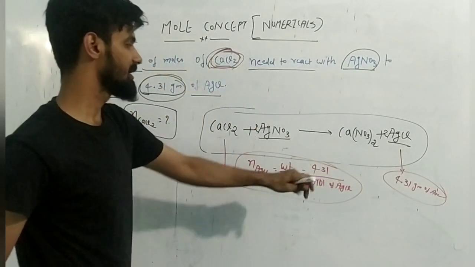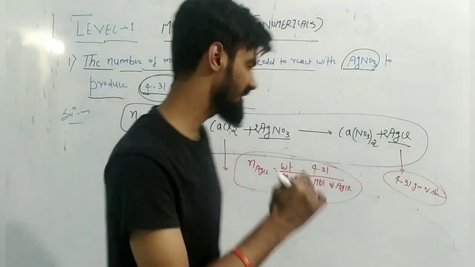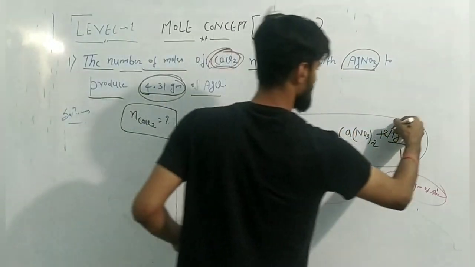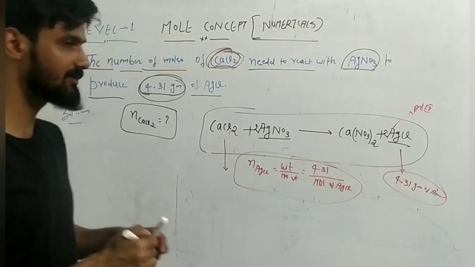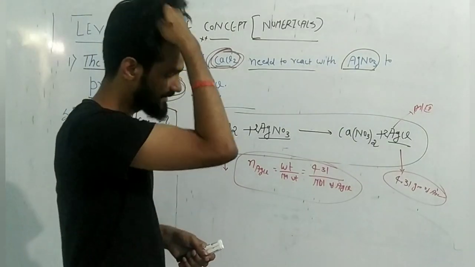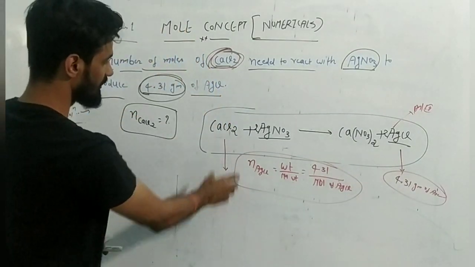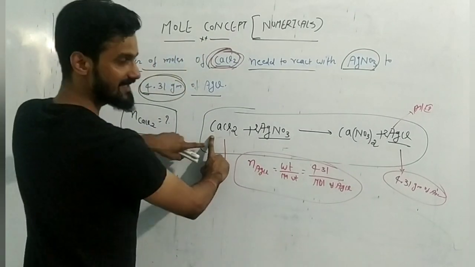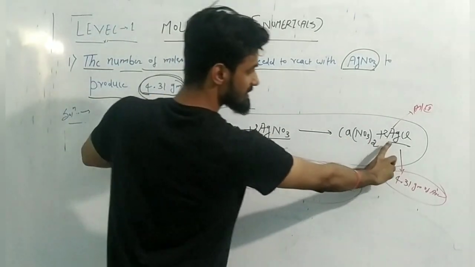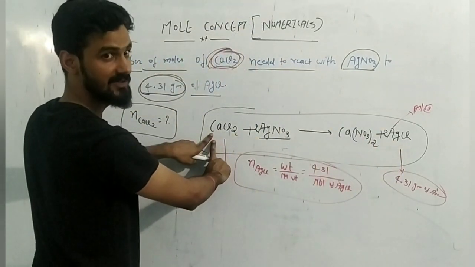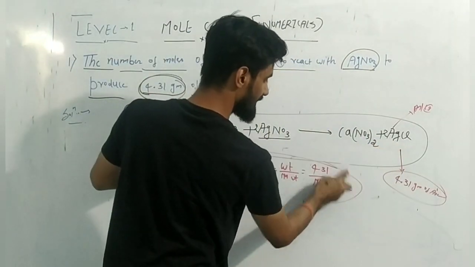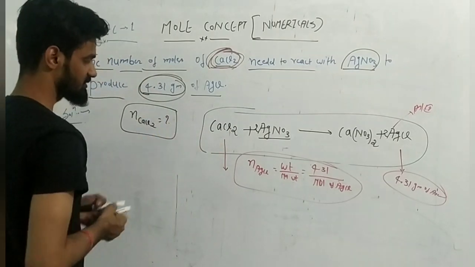Okay, the atomic weight of Ag will be given, the atomic weight of Cl will be given in the question. You don't have to remember all these things. Now understand one thing, what you have to do. Now if you see, 2 moles of AgCl are produced by 1 mole of CaCl2. Okay, so you have calculated the number of moles, so you can apply the unitary method.